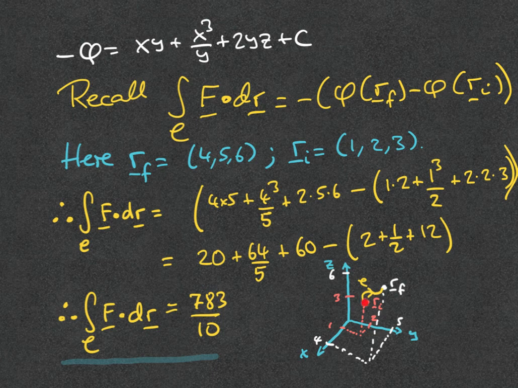So I could have drawn a different path going from here to here, and we would have obtained the same result. So this was our formula for calculating the line integral of a conservative vector field in terms of the scalar potential, and this was an example of it. And with that, I'll stop this video.